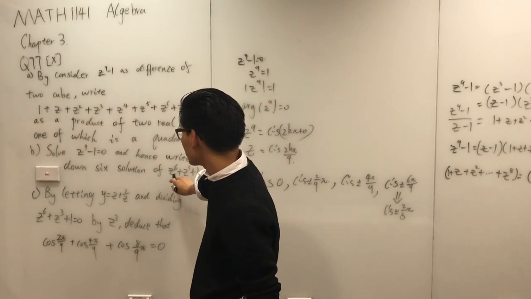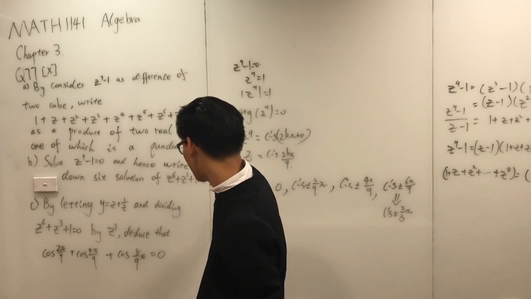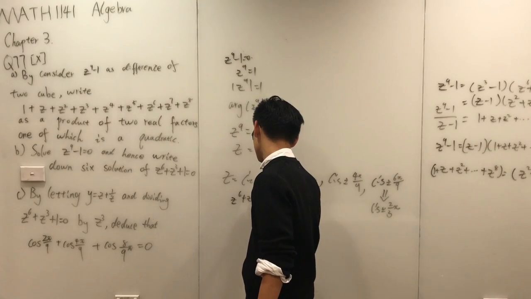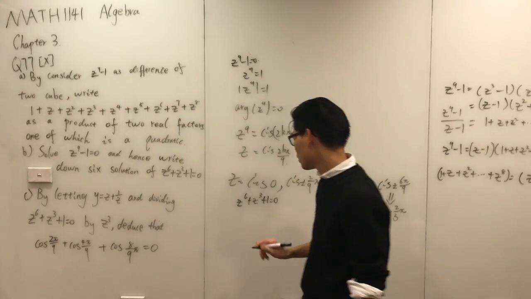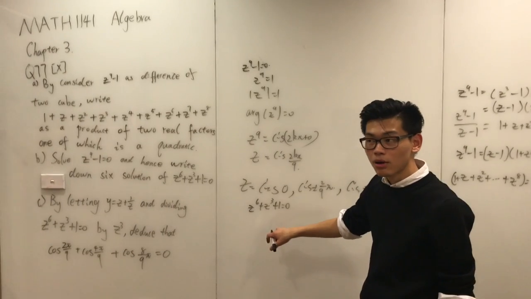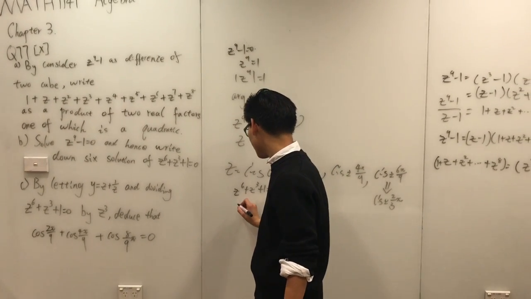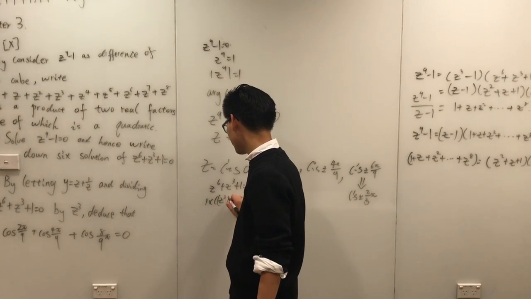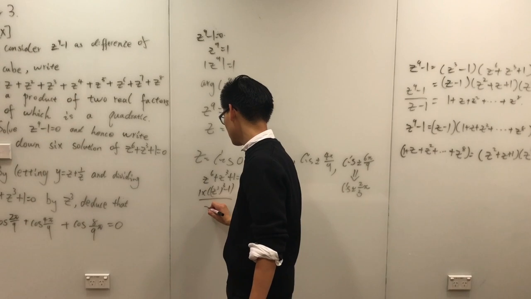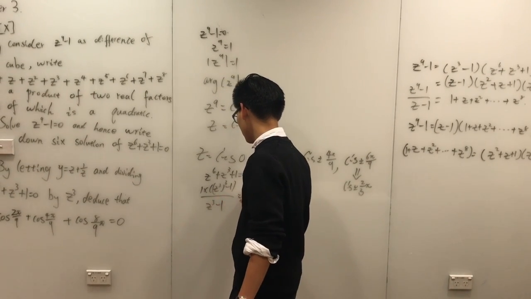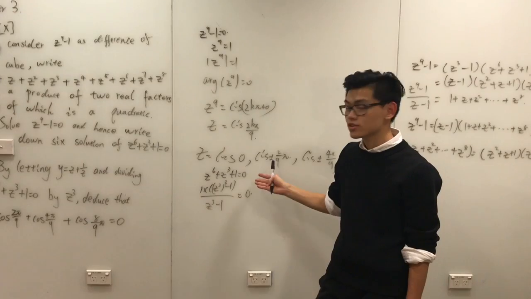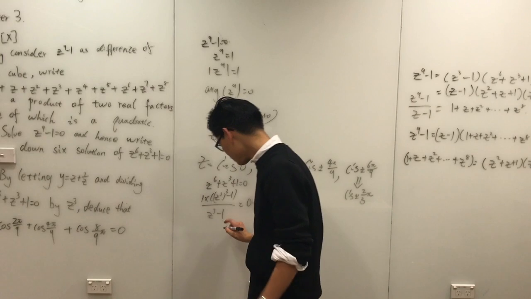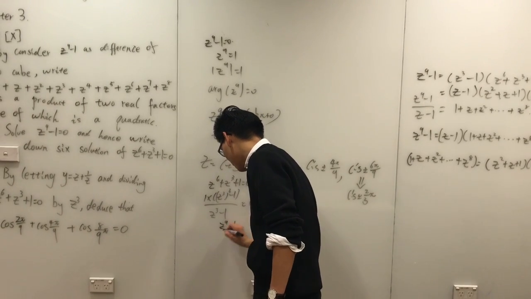Okay, they ask us to find the roots of z to the power of 6 plus z cubed plus 1. So from this, 1 plus z cubed plus z to the power of 6 is clearly a geometric expression, which is z to the power of 9 minus 1 divided by z cubed minus 1. So z cubed minus 1 is not equal to 0. Right? Just the same strategy, geometric expression. So we got z to the power of 9.